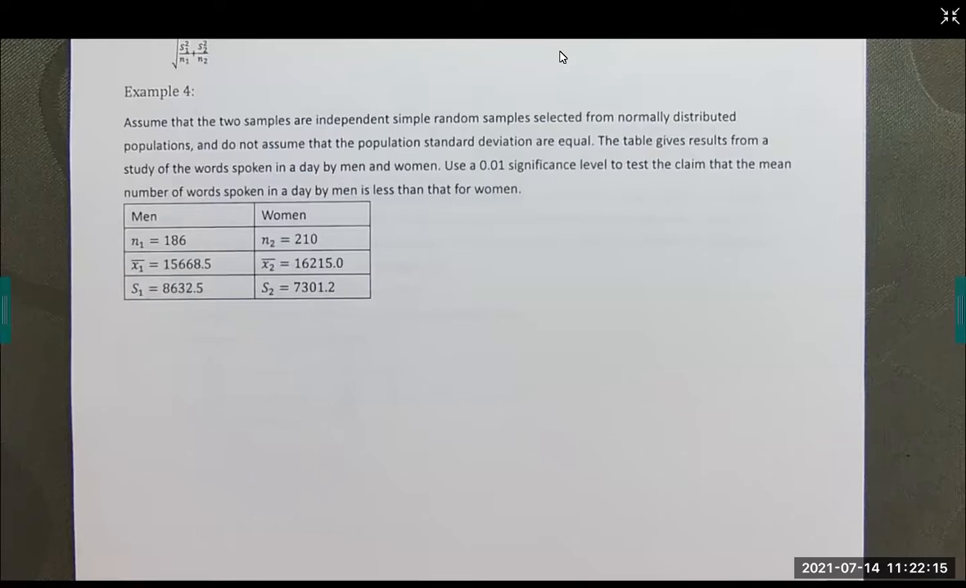The table gives results from a study of words spoken in a day by men and women. I'm sure we've all heard the stereotype that women speak more than men or something like that. I don't know if these are real numbers or not, but I'm guessing that that's a falsehood. We're going to use a 0.01 significance level to test the claim that the mean number of words spoken in a day by men is less than that for women.